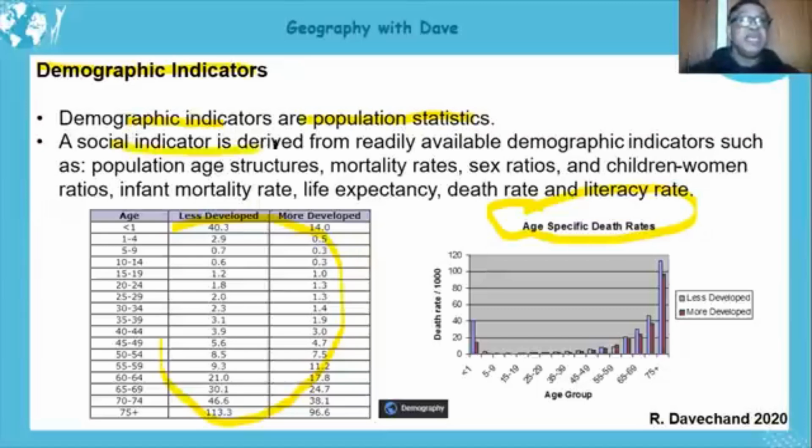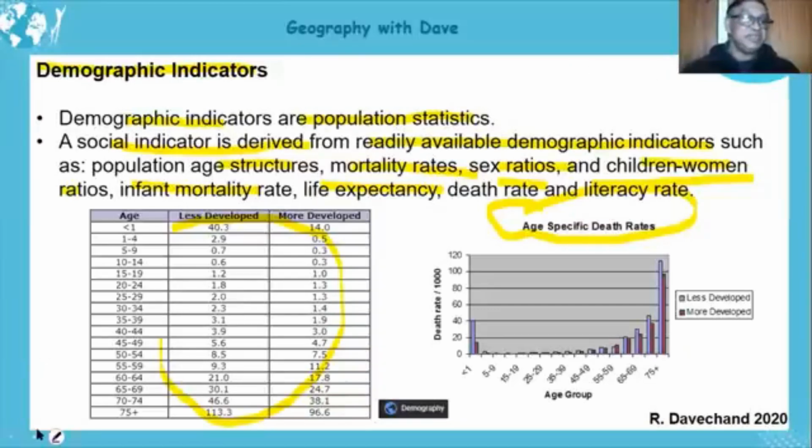A social indicator is derived readily from demographic indicators. In fact, the economic indicators also, because these are statistics, but social indicators like population age structures, mortality rates, sex ratios, children-woman ratios, you understand? Infant mortality rate, life expectancy, death rate, literacy rate. It comes from statistics. So it's demographic indicators that give you a good idea about these things.